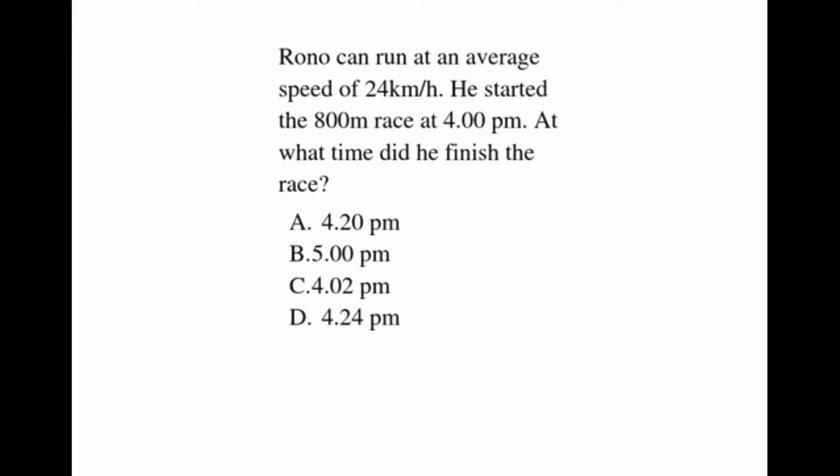Therefore, we can proceed as follows. Solution. This 800 meters, let us change it into kilometers, for us now to get the time which he took when he was running at an average speed of 24 kilometers per hour. We cannot work with meters and kilometers at the same time. Therefore, that is why we have to convert these 800 meters into kilometers so that we can work with the same units.